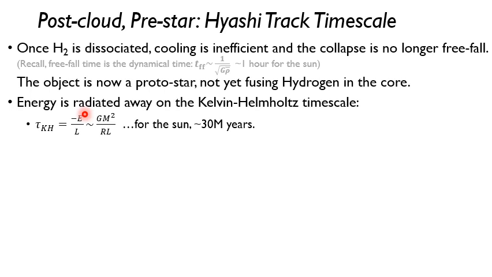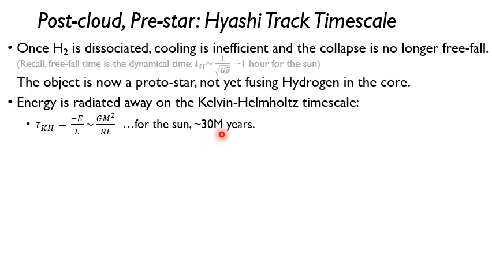So as the protostar contracts, you're converting that potential energy into a luminosity that's being released. And so the time scale for this is roughly something like your gravitational potential, GM squared over R, divided by the luminosity of the object. And if you take the sun's mass and the sun's radius and the sun's luminosity, you find that this Kelvin-Helmholtz timescale is on the order of 30 million years.